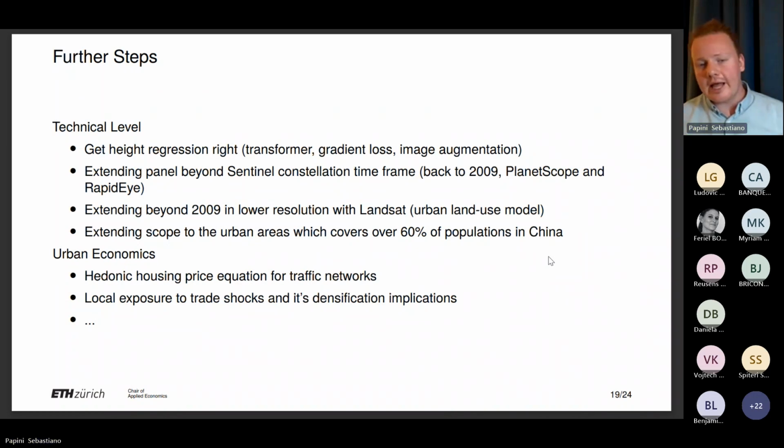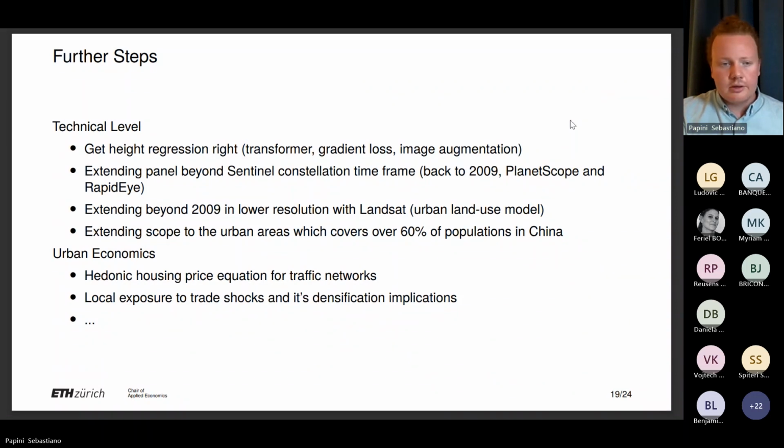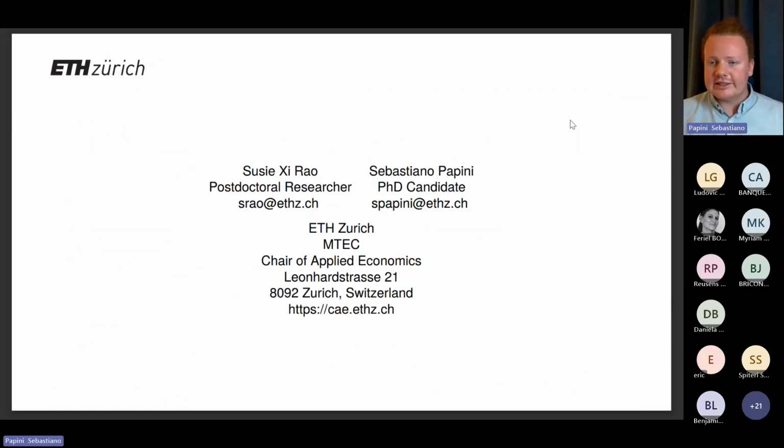And the other thing we're working on is local exposure to trade shocks. So can we identify densification processes based on positive trade shocks? These are 2 ideas we're already working on, but we think the application can be much further reaching. Okay. Right, that's actually it.